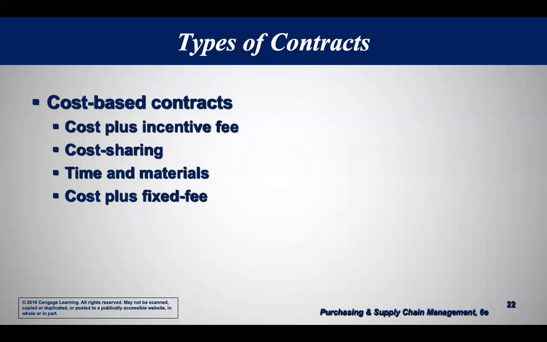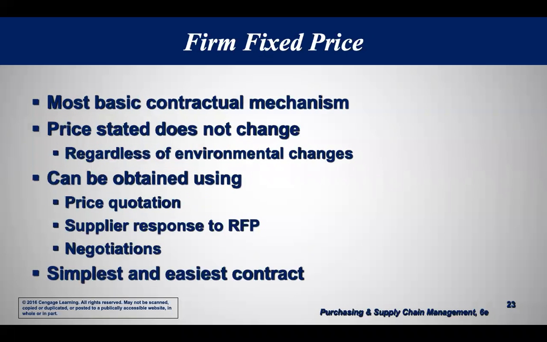Time and materials. I will pay you for your time, and I will pay you for your materials. Maybe I'll pay you for your time at a fixed rate per hour. I'll pay you $50 an hour, $100 an hour, plus then your cost of materials. Cost plus fixed fee. I'll pay you your cost plus a $100 flat fee. So whatever it costs you to make the desk, I'll pay you that, and then I'll pay you $100, a fixed fee over top of that.